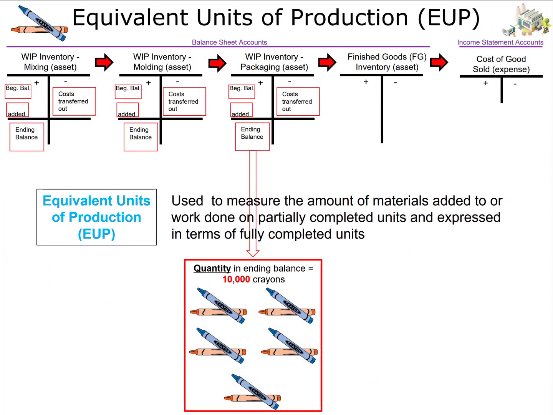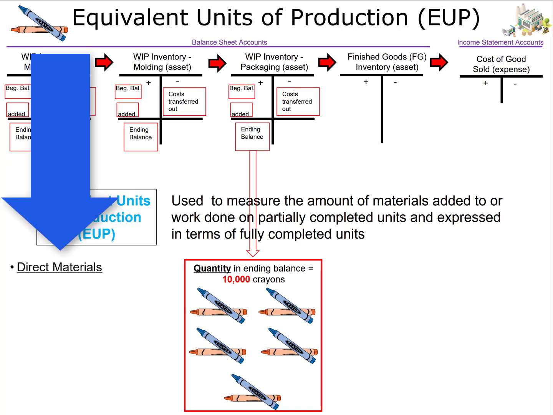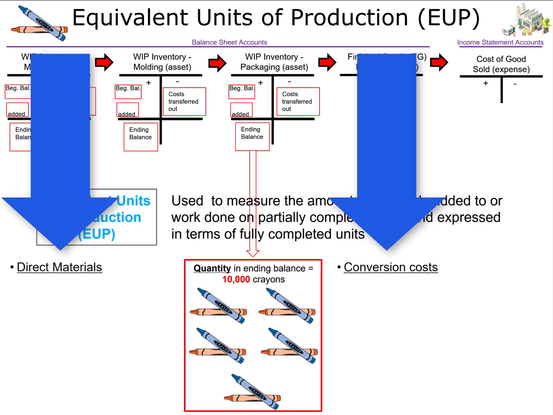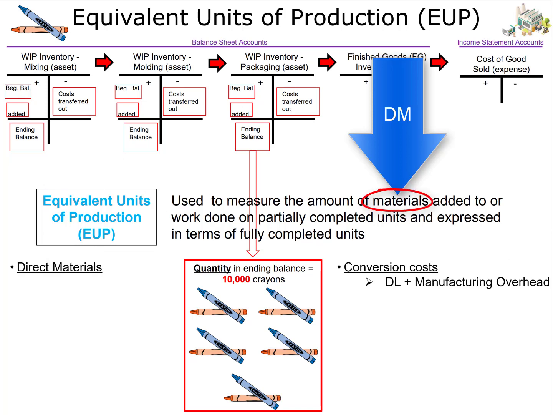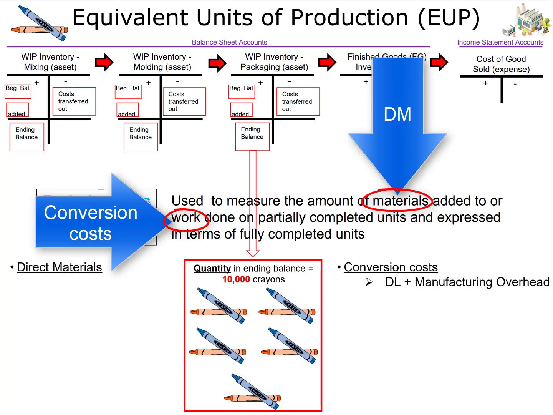So now we're going to find the equivalent units of production for those 10,000 partially completed units, and we'll do it separately for these costs: direct materials and conversion costs. Remember, conversion costs are direct labor plus manufacturing overhead. And as a reminder, equivalent units of production, EUP, is used to measure the amount of materials, in other words, direct materials, added to or work, in other words, conversion costs, done on partially completed units and expressed in terms of fully completed units.